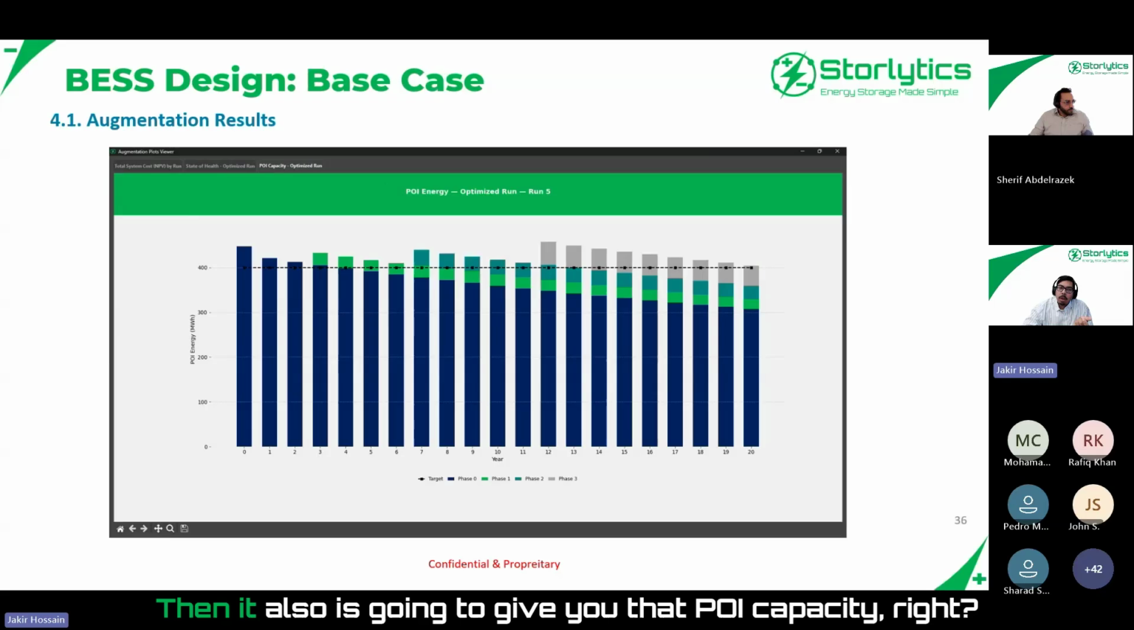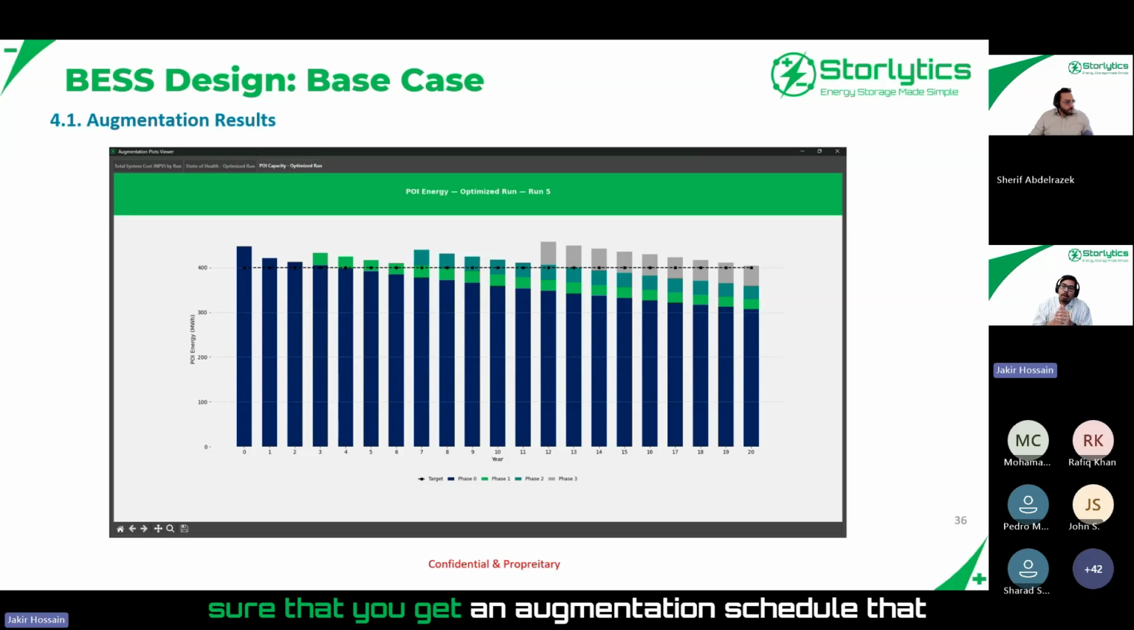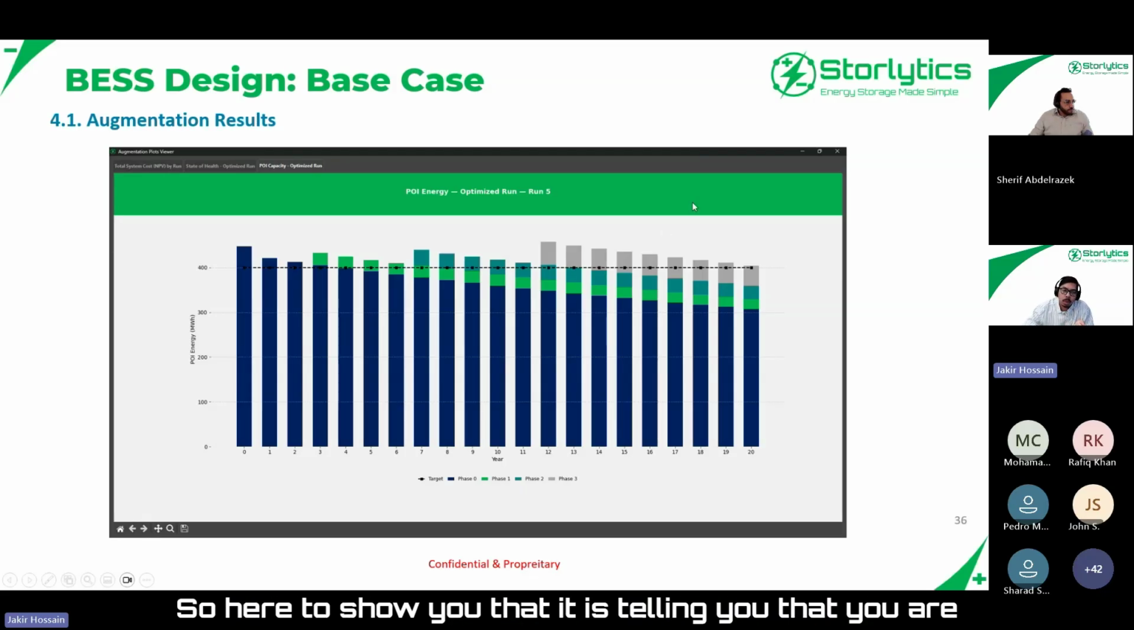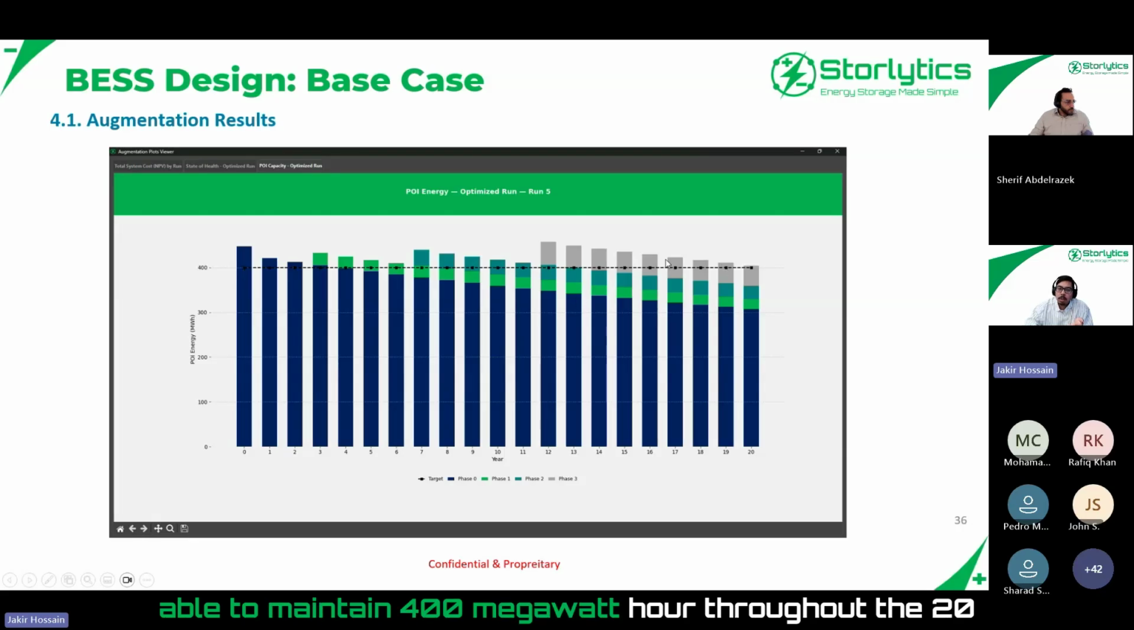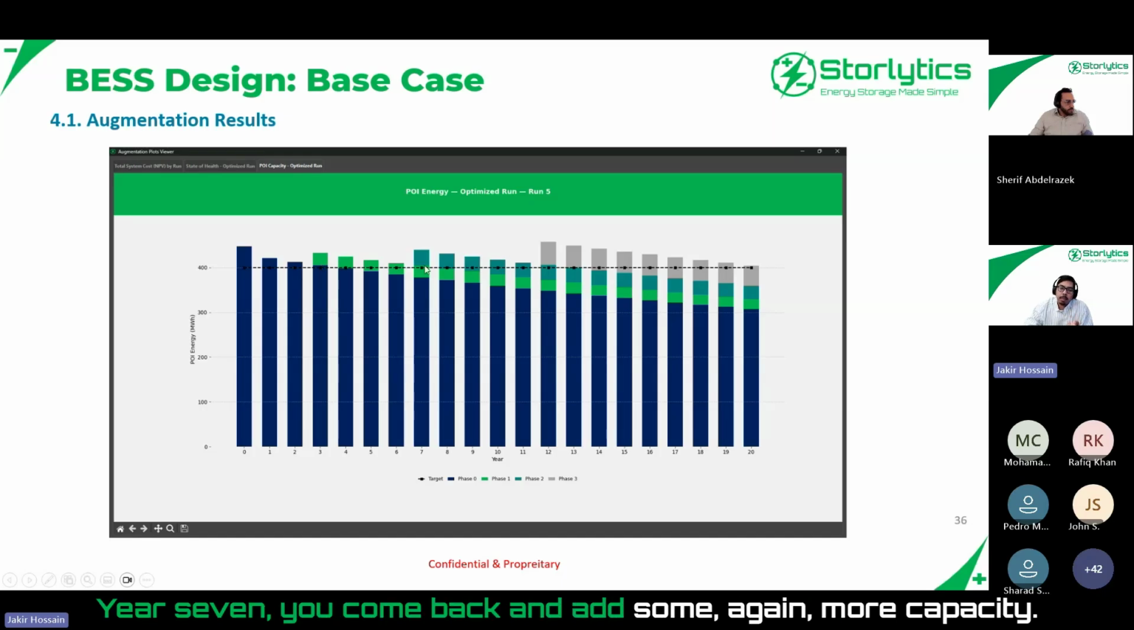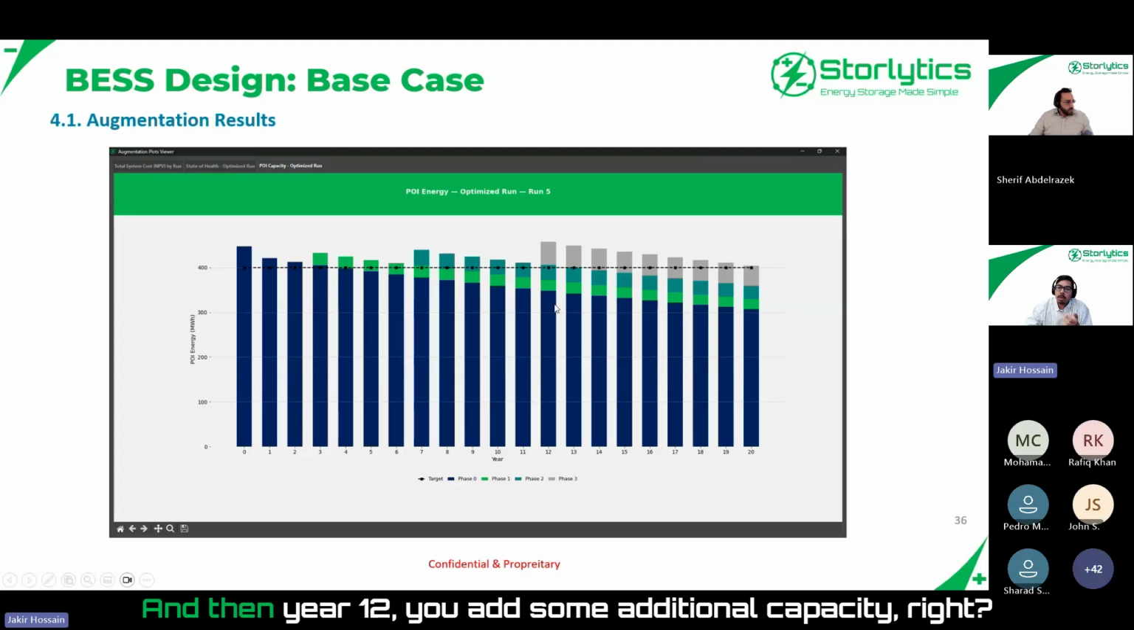Then it is also going to give you the POI capacity, right? Because one of the goals here is you want to make sure that you get an augmentation schedule that maintains the capacity throughout the project life. So here it is telling you that you are able to maintain 400 megawatt hours throughout the 20-year project life. And it is recommending in this case, year 3, you come back and add some capacity. Year 7, you come back and add some more capacity. And then year 12, you add some additional capacity, right?